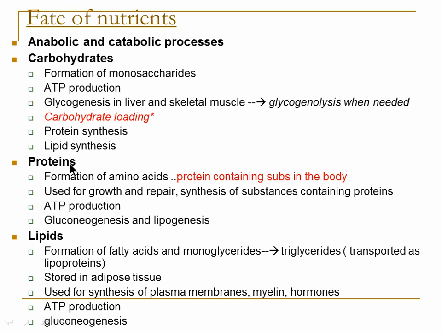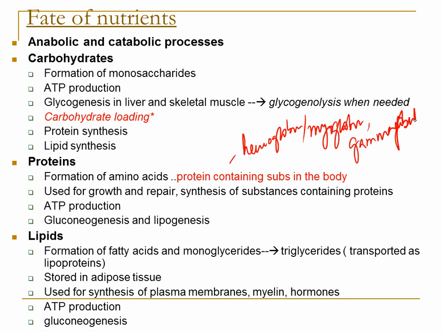Let's see proteins. So proteins are absorbed in the form of amino acids. So you first form amino acids, and then these are used for making protein-containing substances in the body. I gave you some examples. So you have, for example, hemoglobin, which is the pigment in blood. You have myoglobin, which is a similar pigment in muscle. You have gamma globulins, which are antibodies. Then you have clotting factors like fibrinogen, prothrombin, all of these, right? Albumin, which is responsible for maintaining the osmotic pressure.